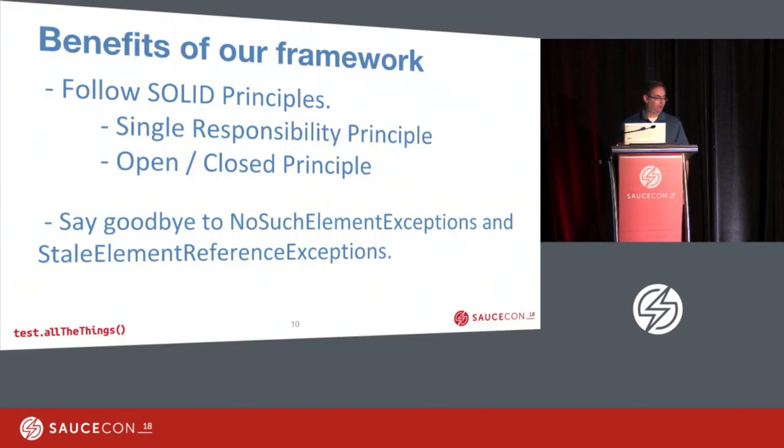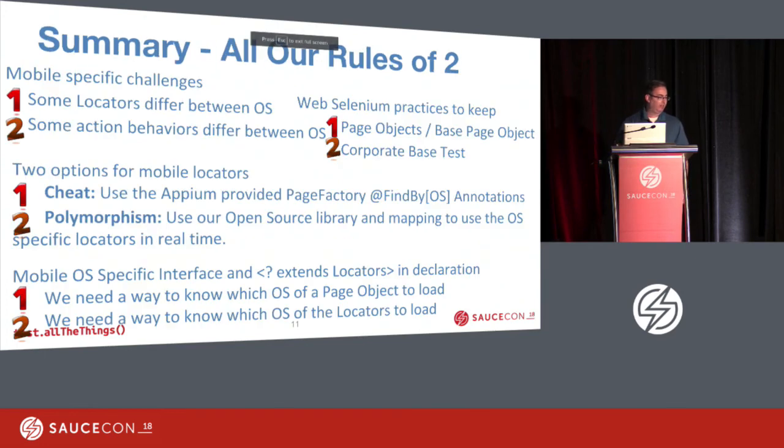So with that, I will throw up our summary slide. Right, so two factors to deal with for mobile: differing locators and differing OS behavior. Two things that we want to copy over from our Selenium web days of page objects and base tests. There's basically two ways that you can compensate for those mobile problems.